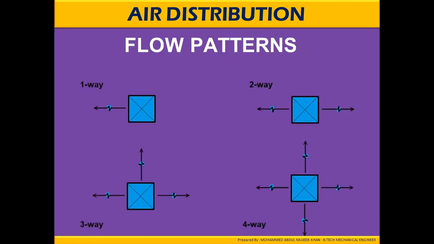Flow pattern. The diffusers are classified into basically 4 patterns, which is known as one-way, two-way, three-way and four-way, which simply indicates the flow of air in the directions. One-way diffuser was only directed through one way, and by the name itself, two-way, three-way and four ways are the directions of the air terminals flow pattern.